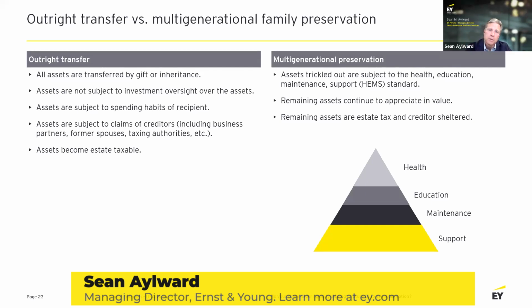So let's just do a little background on trusts and why trusts are such a big part of ownership of family-owned businesses, right? So you really have two choices about how you transfer assets. You can do an outright transfer. You can just give ownership of the asset directly to the beneficiary, no trust at all, right? Those assets are transferred by gift or inheritance. There is no investment oversight over those assets once they get to the beneficiary. They are subject to the spending habits of the recipient. They're subject to the claims of creditors of that beneficiary. And they're taxable, right? They're includable in that beneficiary's estate when they pass.